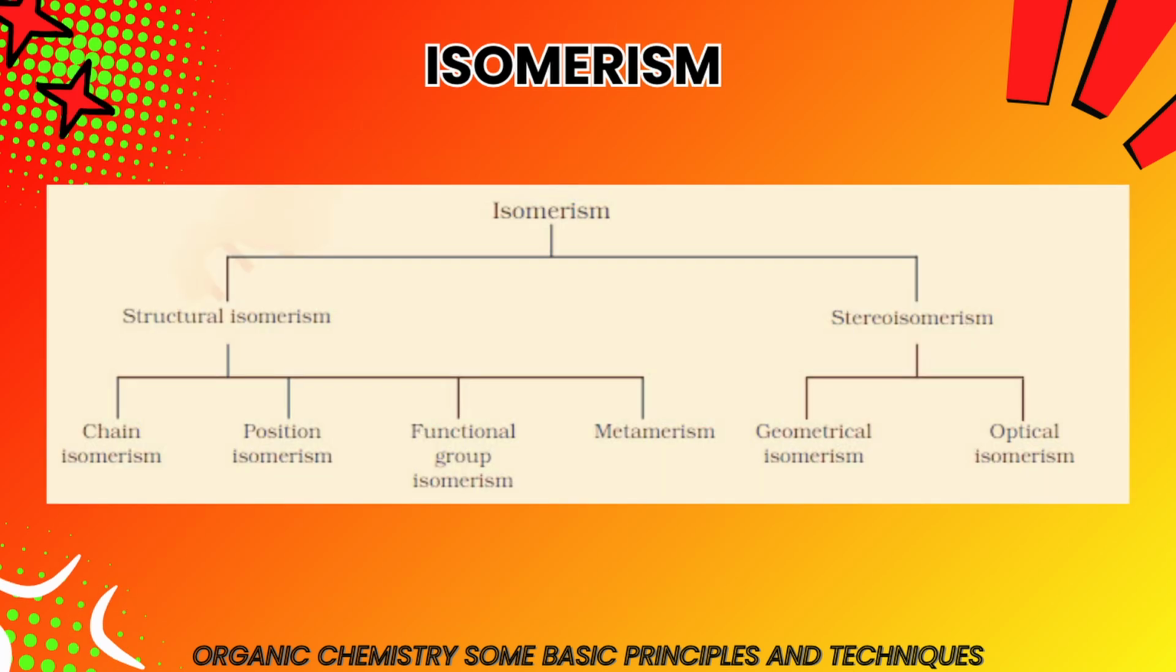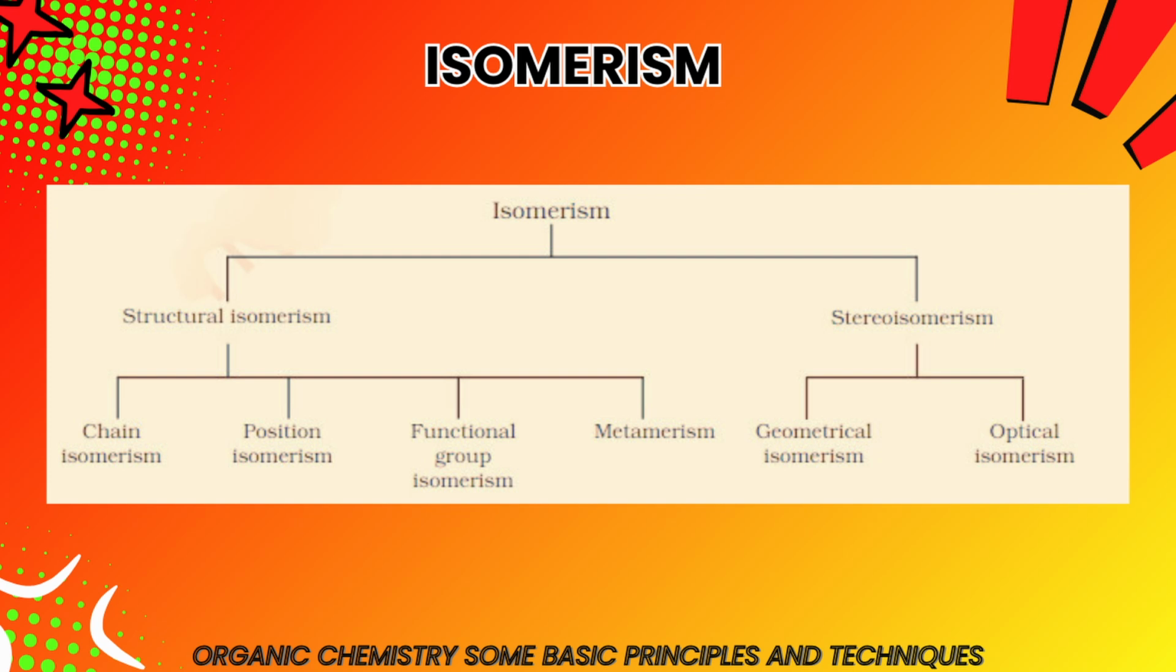Isomerism is a fascinating phenomenon where two or more compounds share the same molecular formula but exhibit different properties. These compounds are called isomers. Let's explore the types of isomerism. First, we have structural isomers. Here, compounds have the same molecular formula but differ in the way atoms are linked.